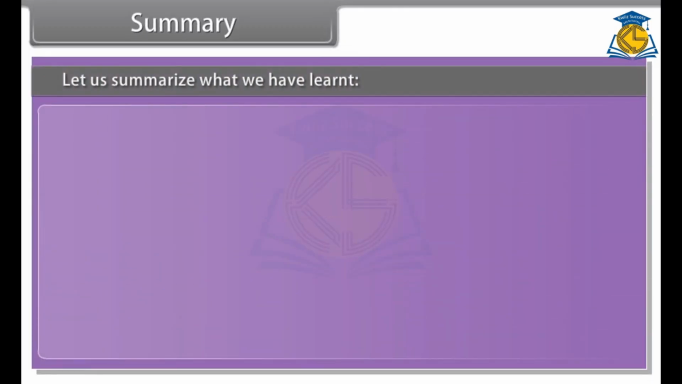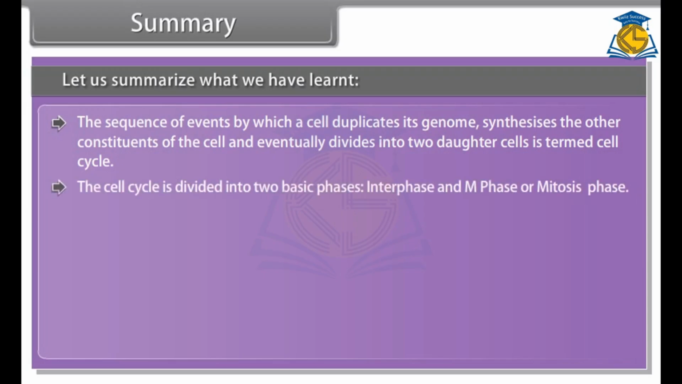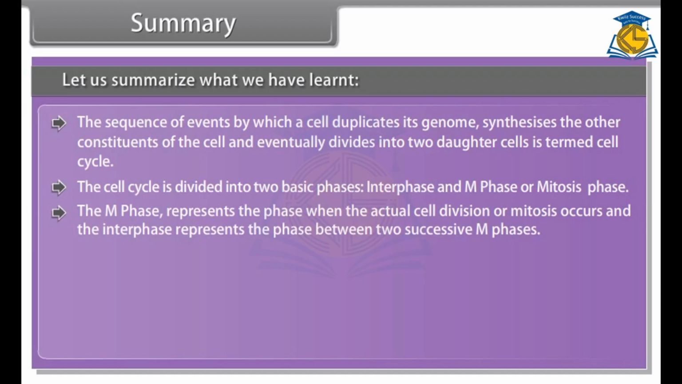Summary. Let us summarize what we have learned. The sequence of events by which a cell duplicates its genome, synthesizes the other constituents of the cell, and eventually divides into two daughter cells is termed cell cycle. The cell cycle is divided into two basic phases, interphase and M phase or mitosis phase. The M phase represents the phase when the actual cell division or mitosis occurs, and the interphase represents the phase between two successive M phases.